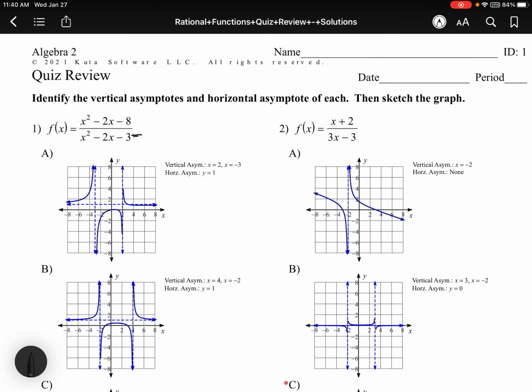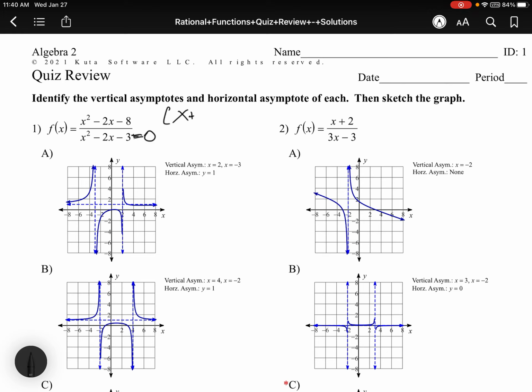So remember, if you look at your notes, to find the vertical asymptotes, you're going to set your denominator equal to 0 and solve for x. Those values are going to be where our function is undefined. So that is where our asymptotes are at. So we have x squared minus 2x minus 3 is equal to 0. We're going to factor that.